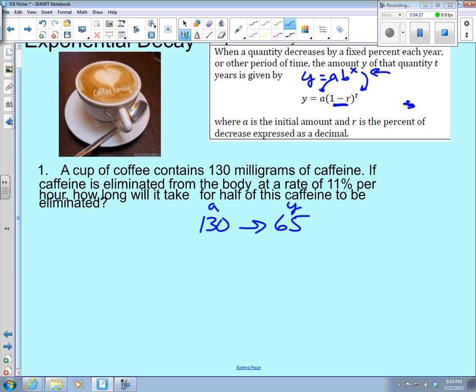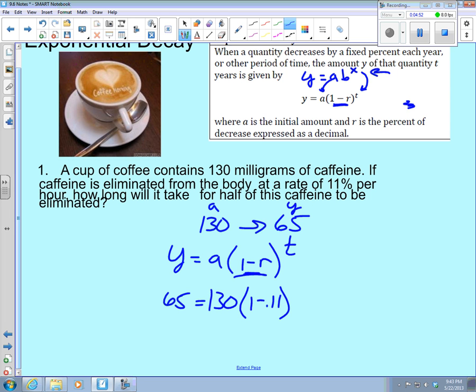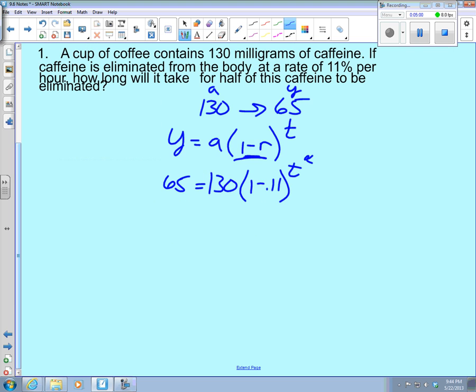No big deal. So using our formula, y equals a times 1 minus r, there's our decay, if you will, to the t power. What we're really going to be looking for is t in this case, because I know y is 65. I know a is 130. That's the original amount. And then I have 1 minus 11%, so it's 0.89, to the t power. So the only variable I have left is t, so I have to solve for t. So I have to do a little bit of cleaning up, and then we're going to have to use common logs in order to solve this. So 65 equals 130.